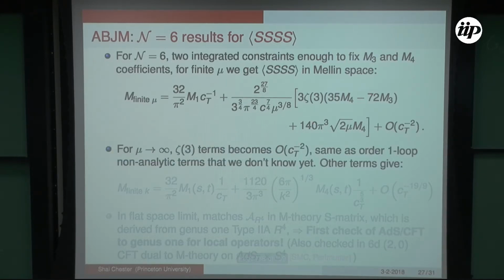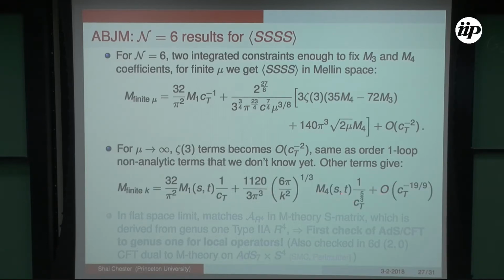It becomes slightly nicer if we first look at the mu to infinity limit. In that case, if you rewrite the variables just in terms of CT, the zeta of 3 term is going to look like CT to the minus 2. That's what you expect from an order 1 Mellin amplitude, which in particular should also include non-analytic terms in S, T and U, and we don't know the answer for that. So we're not going to talk about it because we don't know how to fix it yet, and we're basically ignoring the zeta of 3 term. But the other term becomes CT to the 5/3, which is the expected scaling for the finite k limit.